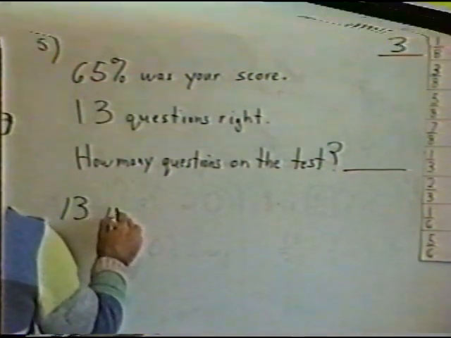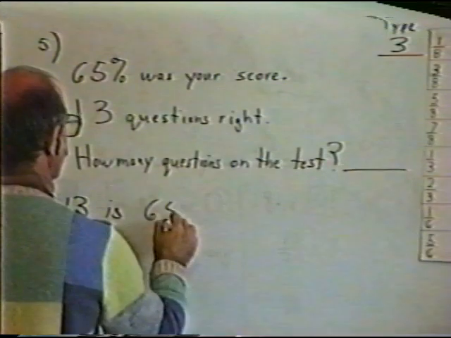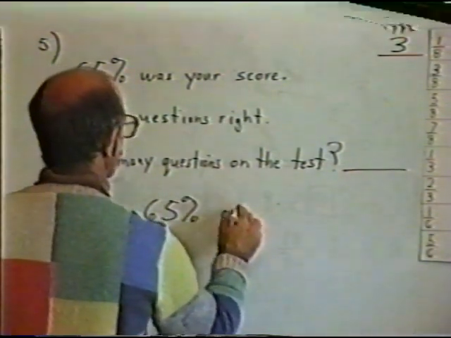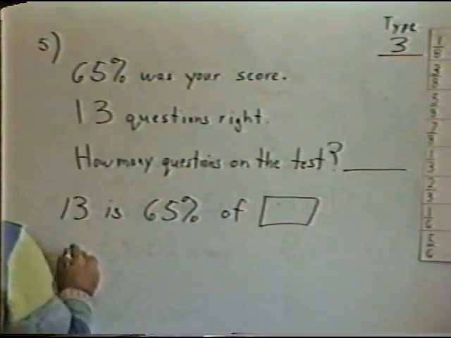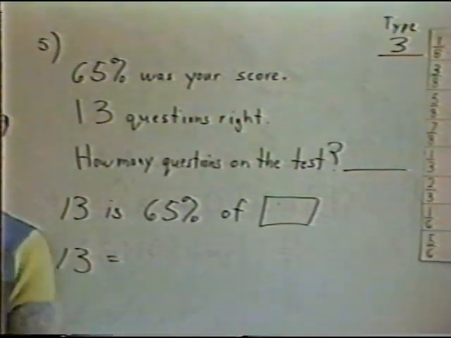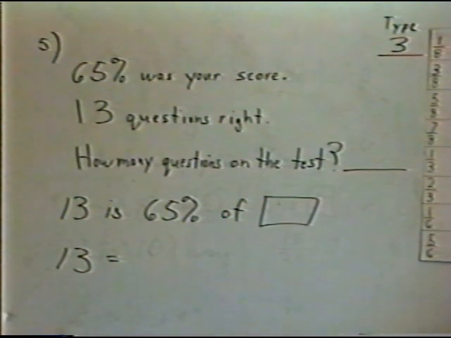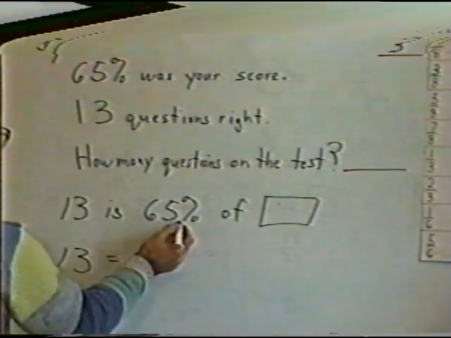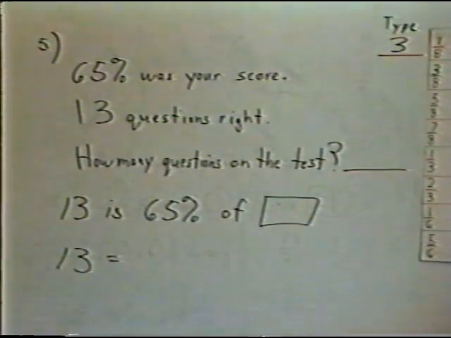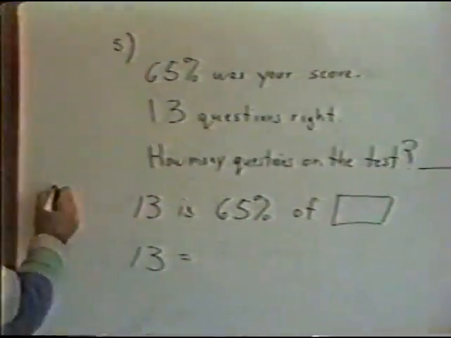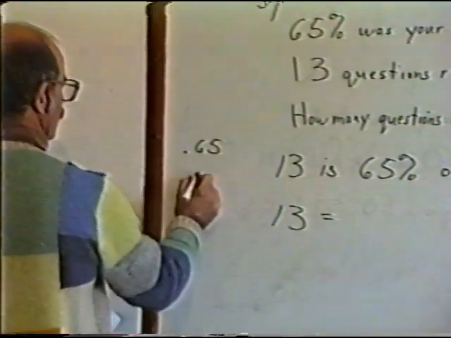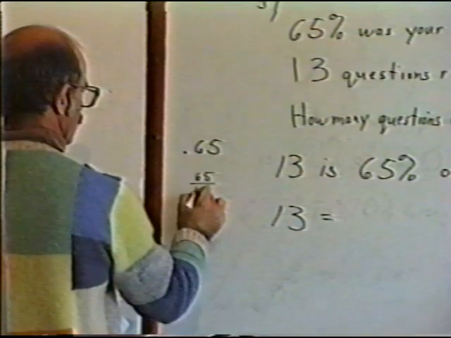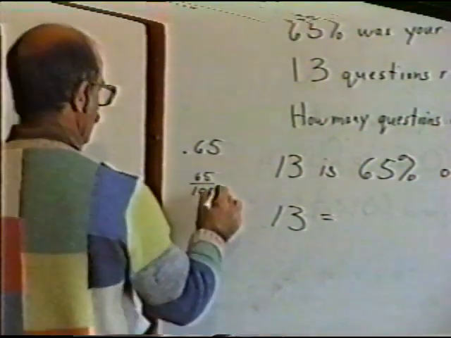Type 3. 13 is 65% of what? 13 equals, we have to find what 65% is as a fraction. We go back 2 places and take away the percent sign and get 0.65. Read that number. 65 hundredths. Can we reduce it?